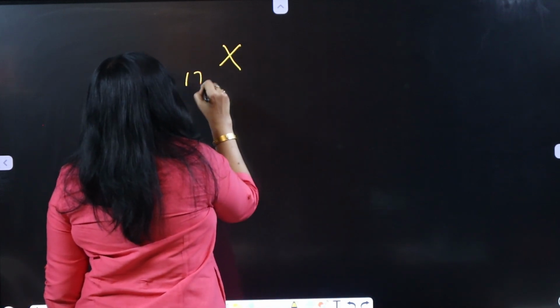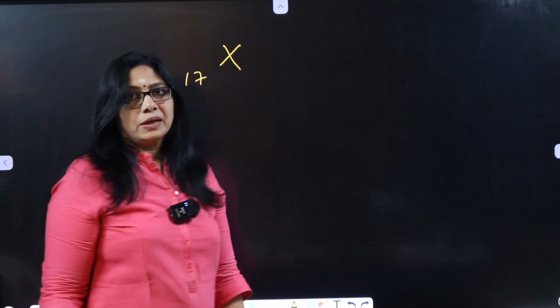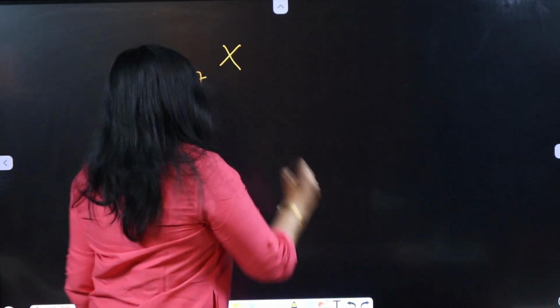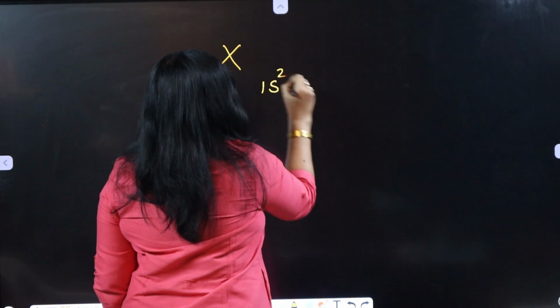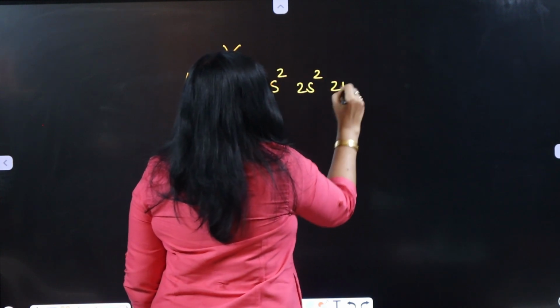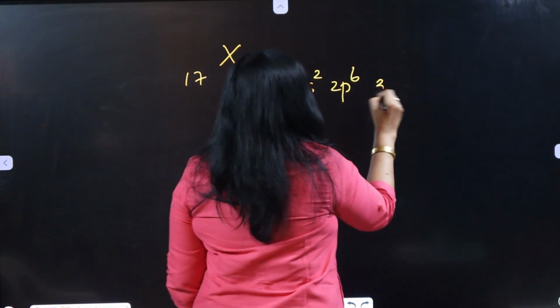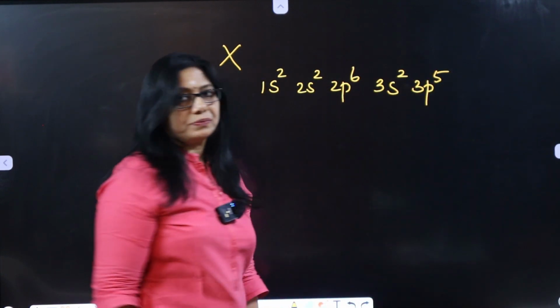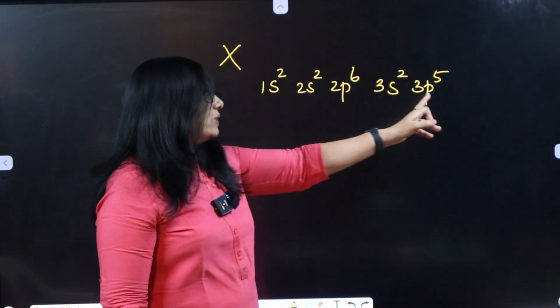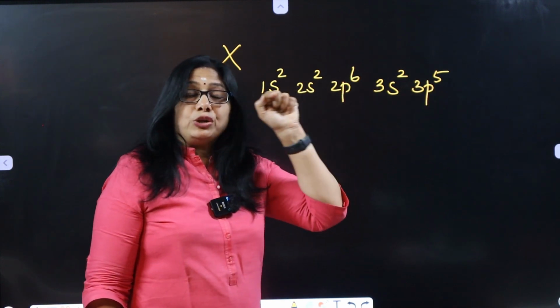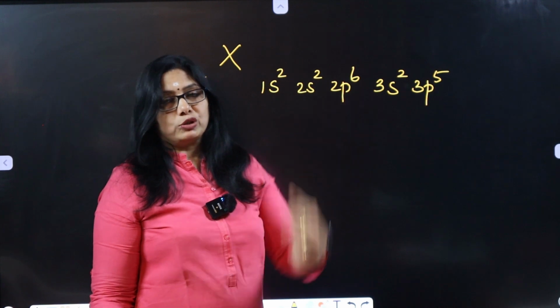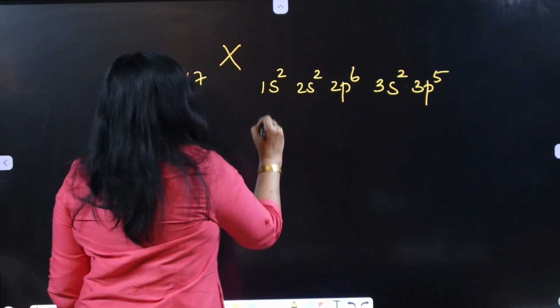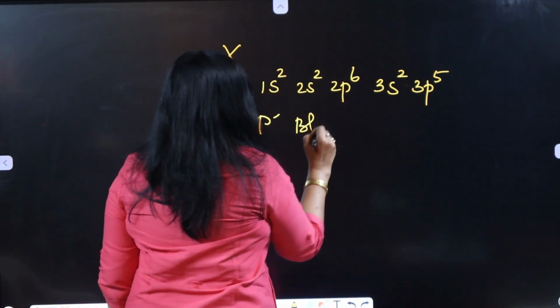Now, let's come to another example. Let's take atomic number 17. First of all, you write the configuration: 1s2, 2s2, 2p6, 3s2 and 3p5. You can see we have given the last electron into the p subshell of the outermost shell. Therefore, it is a P block element. Clear?